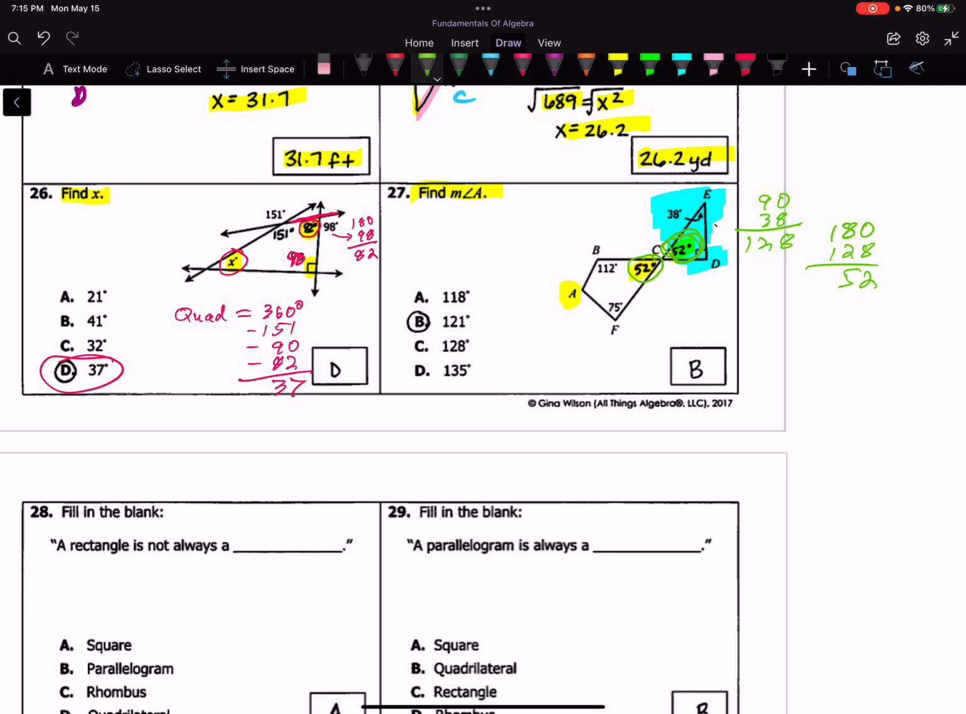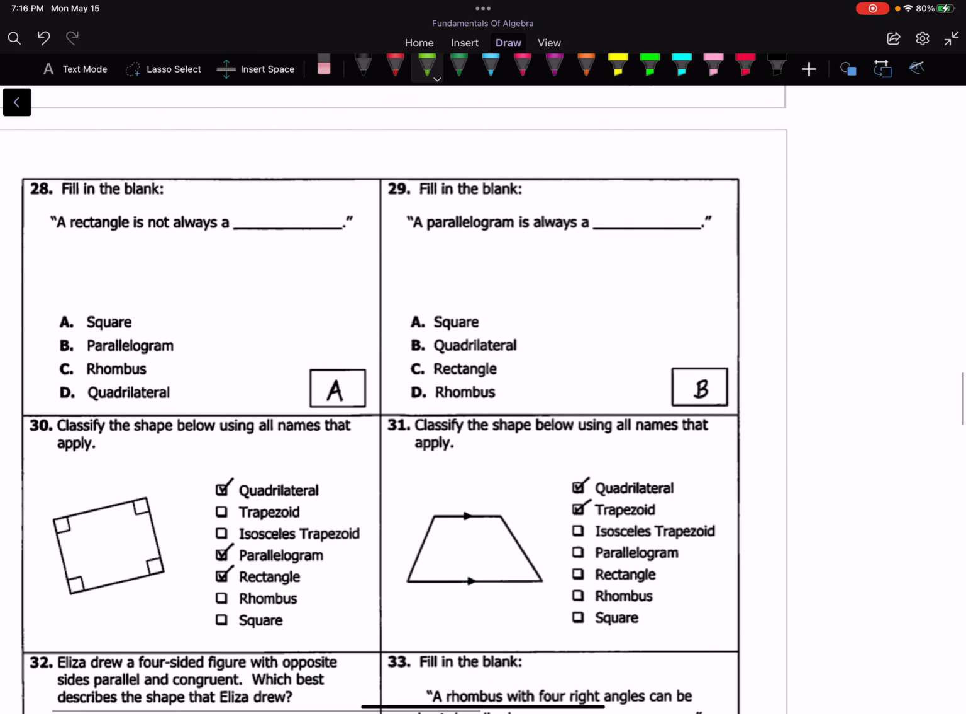Now we have a quadrilateral where we know 3 of the angles. We take that 360, because we know 360 is how many degrees are in the interior angles of a quadrilateral, and we subtract all of those things, and we end up with 121.